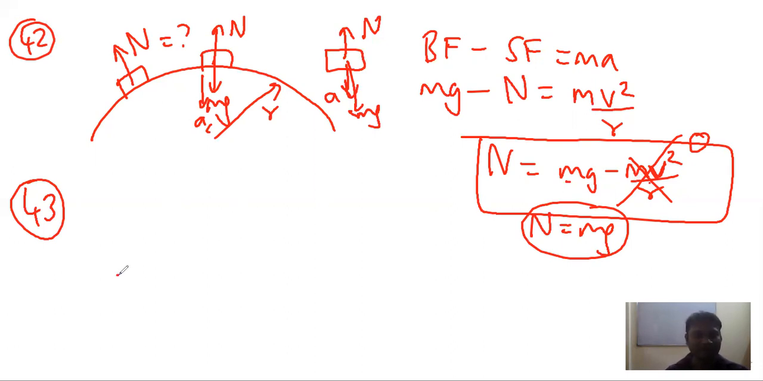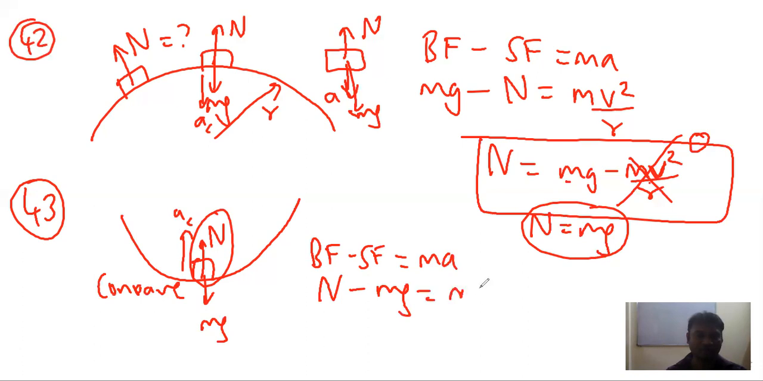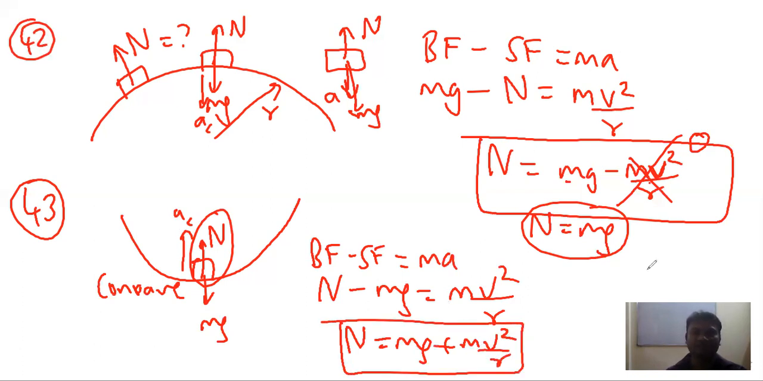Now question 43, we have a bridge like this in opposite direction, a concave bridge, and we have a car. So in this case, find the normal reaction at lowest point. So one force is normal reaction, another force is mg, another is centripetal acceleration a_c. So big force minus small force is mass into acceleration. So in this case, for concave bridge, big force is upward force minus small force mg is mv square by r. So N comes out to be mg plus mv square by r. This is the answer to this question.